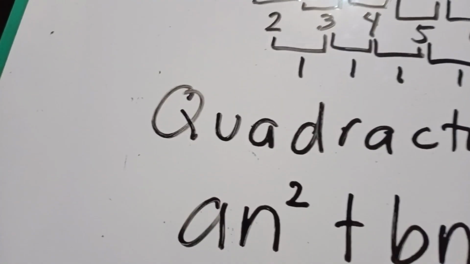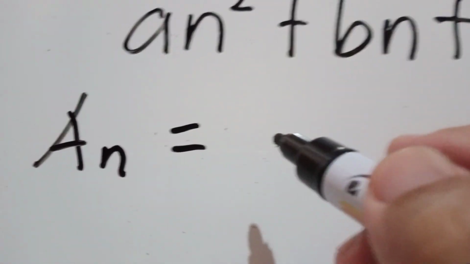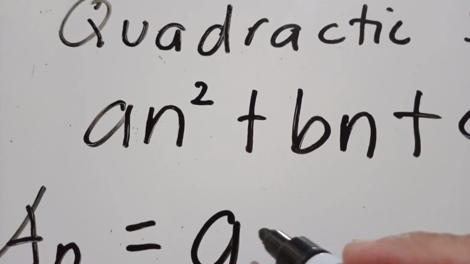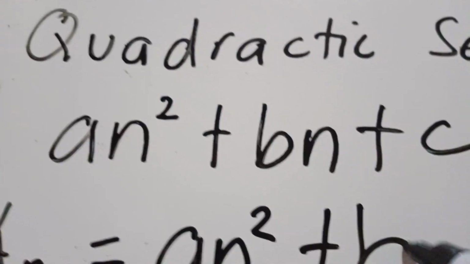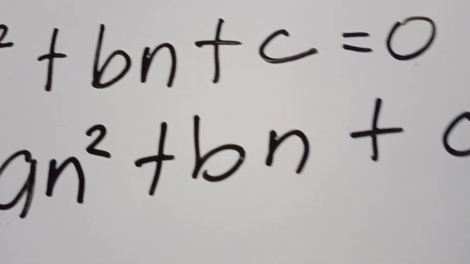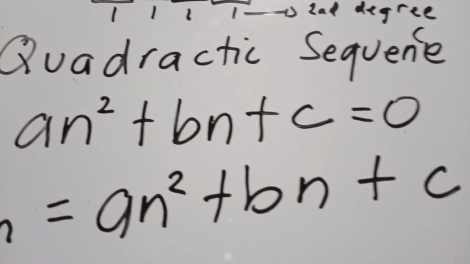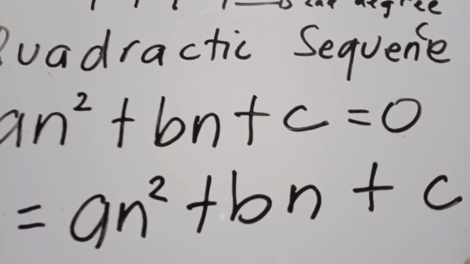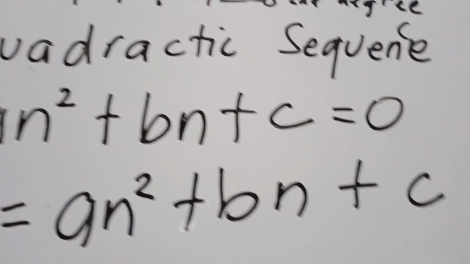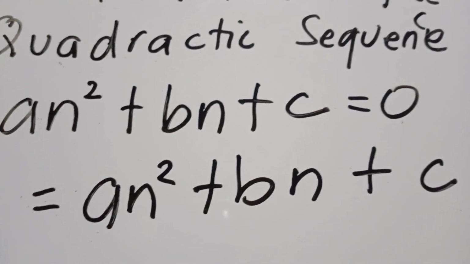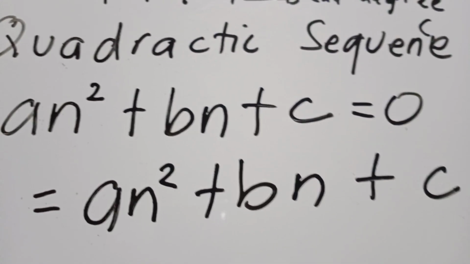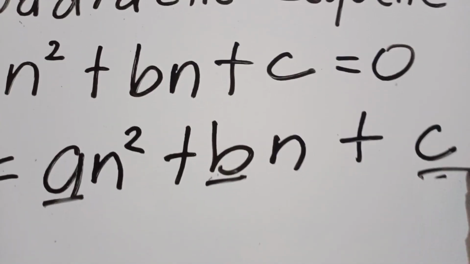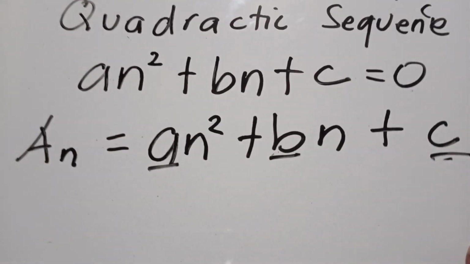So we can rewrite it as a sub n is equal to a n squared plus bn plus c. Class, as you can see, a, b, c are fixed values, as in our past lessons. The problem here is that we need to find the values of a, b, and c. So how do we find a, b, and c?